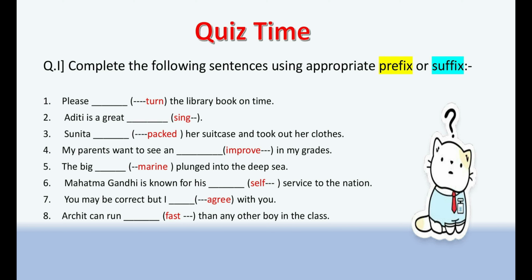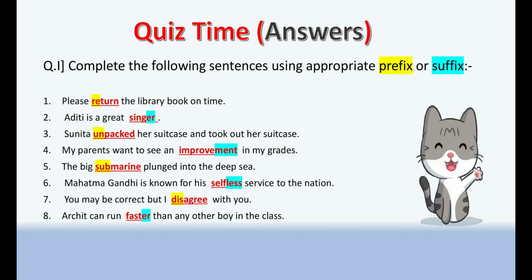Here, return, unpacked, submarine, disagree have been formed by adding different prefixes, where the prefixes are highlighted with yellow color and the words like singer, improvement, selfless, faster have been formed by adding various suffixes. In these words, the suffixes are highlighted with blue color.